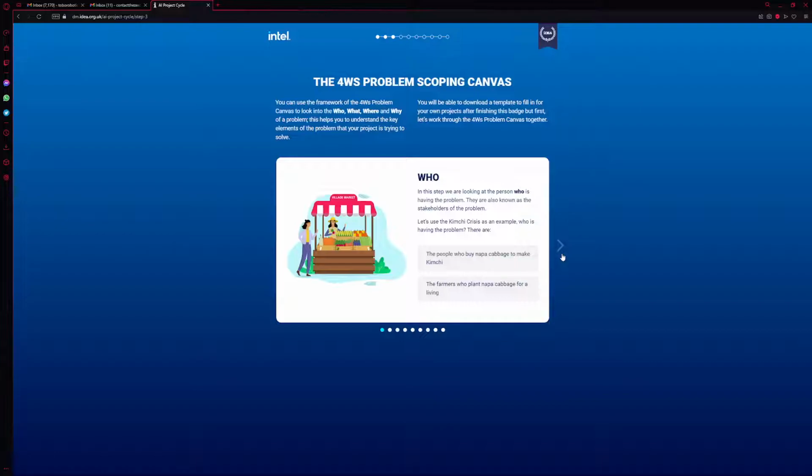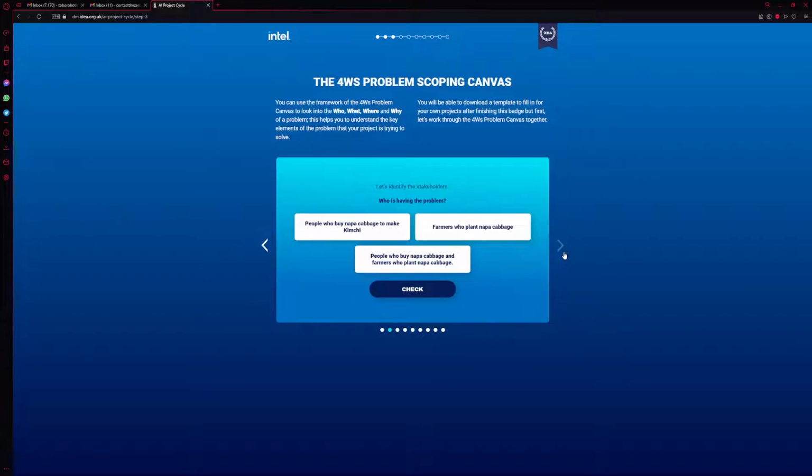Who? In this step we are looking at the people who are having the problem. They are also known as the stakeholders of the problem. Let's use the kimchi crisis as an example. Who is having the problem there? There are the people who buy the Napa cabbage to make the kimchi, and the farmers who plant the Napa cabbage for a living. Let's identify the stakeholders. Who is having the problem? People who buy the cabbage to make kimchi, and farmers who plant the Napa cabbage.